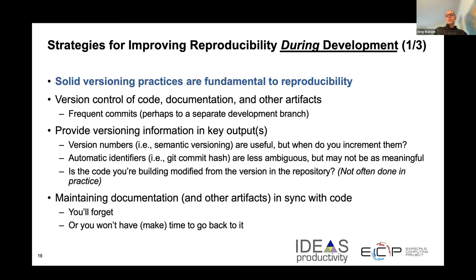One thing that's really important to understand is whether the code that you're working on and using to generate your scientific results is the same as the one in the repository, or is it a modified version of the one in the repository? So that's, again, why versioning is really important. Another thing that versioning helps with is keeping the documentation in sync with the code. Typically people forget about the documentation, but if it's version controlled as well, then that can help to keep these things in sync. So versioning is definitely a very fundamental part of the reproducibility equation.